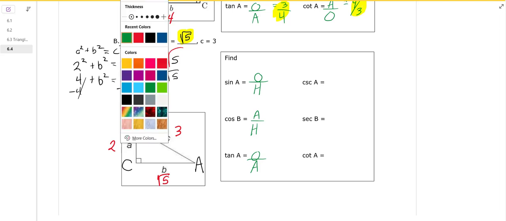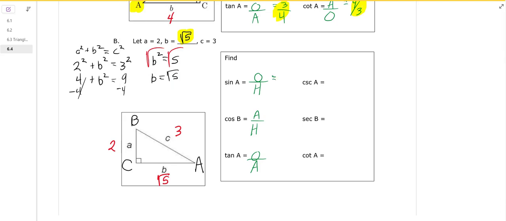Okay, all right. So sine of A. Again, we're going to look at A, and we're going to talk this out. Opposite A is 2. The hypotenuse is 3. So if you look at the sine of A, that should be 2 over 3.